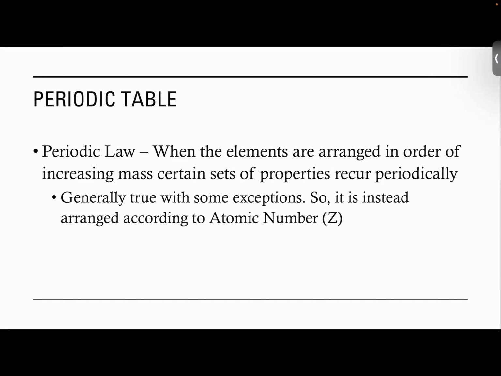But every once in a while, you will come up with something that does not work, like tellurium and iodine. The masses are not in order. So instead of arranging the periodic table according to mass, they decided to arrange the periodic table according to atomic number, which is what we've already discussed. The atomic number tells us how many protons are in the nucleus.